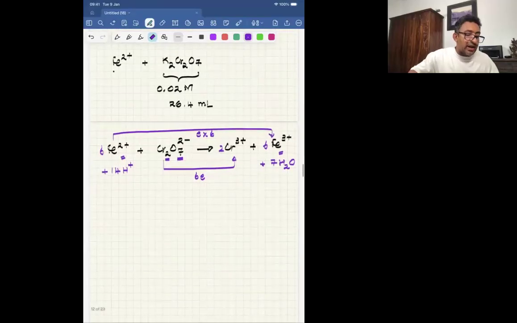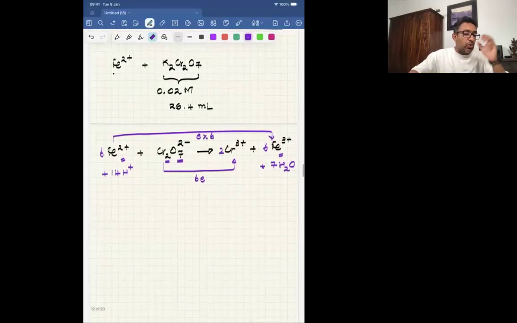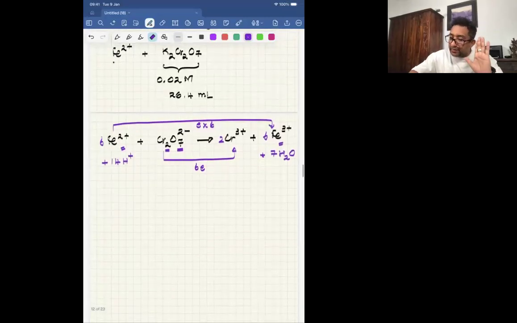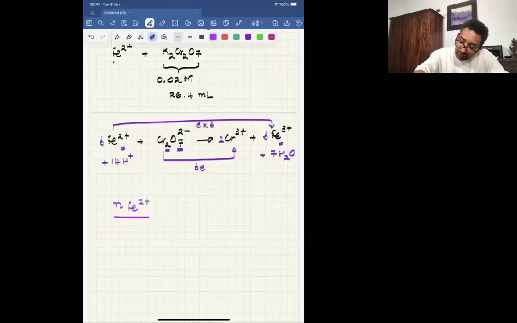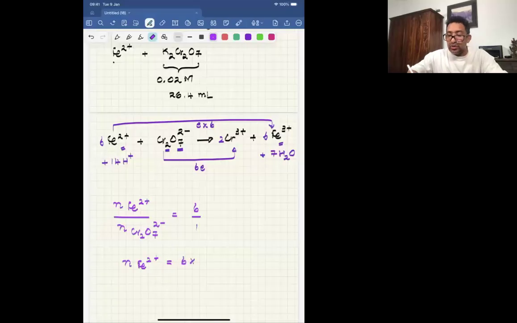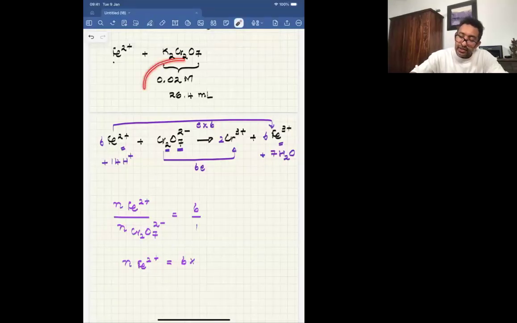Calculate the percentage of iron 3 in the oxide in the ore. Right, we'll do that. So let us look at this one. The ratio of the number of moles of Fe plus 2 to the number of moles of dichromate, Cr2O7 2 minus, is 6 to 1. So the number of moles of Fe plus 2 is equal to 6 times dichromate. Look at the dichromate. That is your dichromate amount.